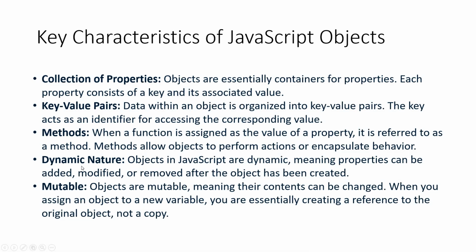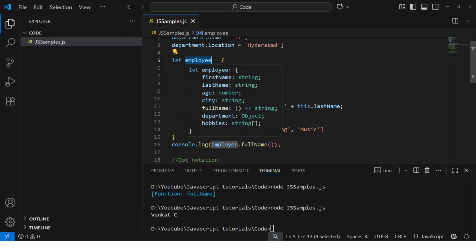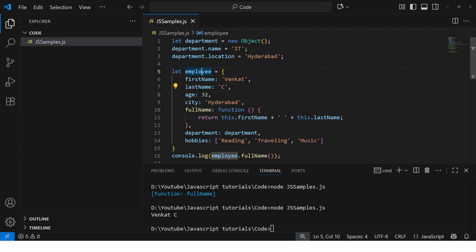The meaning of this dynamic nature is, if there is an object, we can add properties after creating the object. For example, you can take this. The department object is created. When we are creating the department object, there are no properties we have defined. But after creating this department object, you can see we have added a name property, then we have added a location property. So these two properties are not defined or added when we are creating the object.